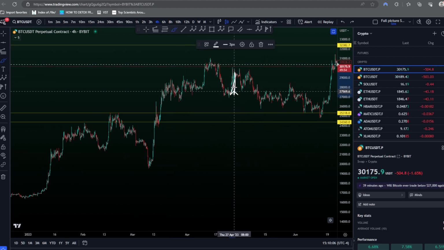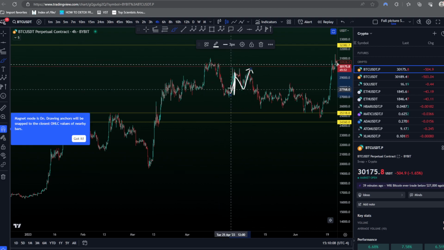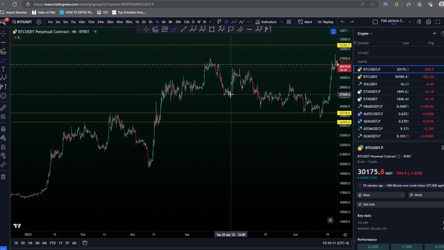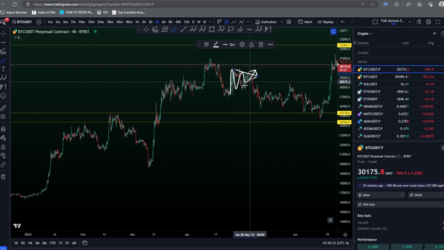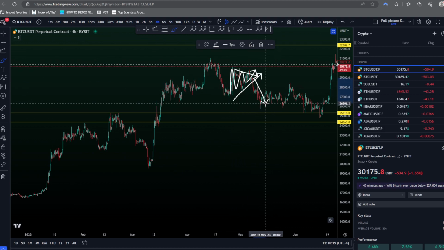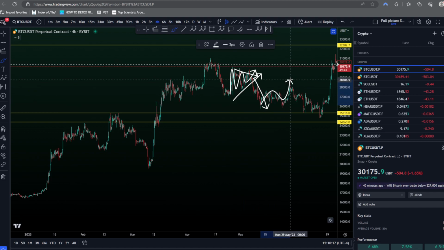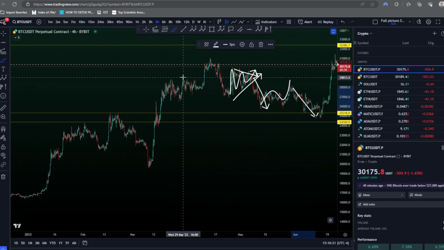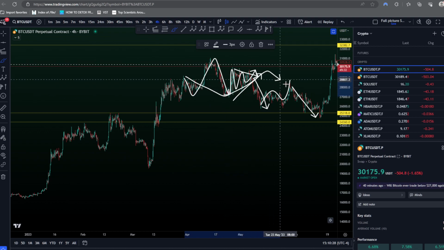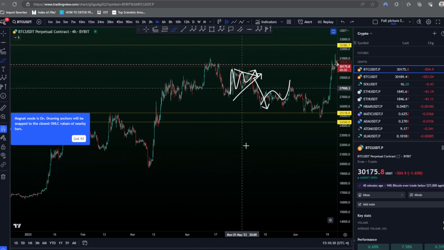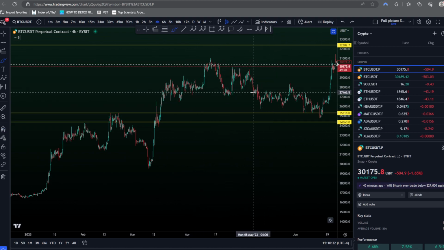After that, we have some type of correction here, whether it's just an ABC correction or a triangle correction. Then I have another wave down, and then another wave down. So ultimately, I have a WXY double correction. It looks something like this, WXY. That's Elliott wave for you. That's how I'm counting it.